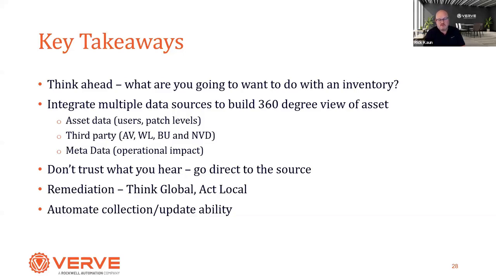The most immediate one is risk analysis and contextual risk, but the follow-on ones are proactive hardening, proactive lifecycle management, proactive network segmentation, proactive backup and restoration and restore points. And that means we get asset data, we get third party data from external sources, and then we get operational context. Those three dimensions are critical. Don't trust what you hear, go right to the source. Think about remediation, and where possible, we want to automate as much as possible. So if you can have these, then I think we've done our job today.